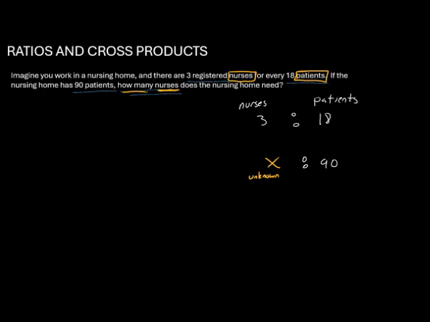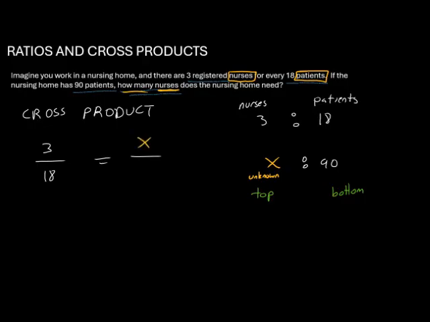Now I can write my cross product. I can place my nurses on the top and my patients on the bottom. Once again, for my cross product, I'll write 2 fractions. On the top, I will place my first amount of nurses, that's 3. On the bottom, my first amount of patients, that's 18. Then on my fraction on the right, on top, I don't know the number of nurses that go with this, but I do know I must have 90 patients.